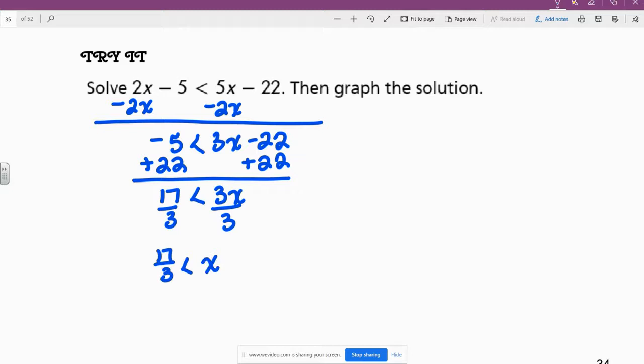Now, I don't like to read it like that. It really bothers me. So I'm going to flip it, go the other way, because I like to have my variable on the left. Some people, it doesn't bug me. I like to read it as x is greater than 17/3. But either one of these are correct mathematically.